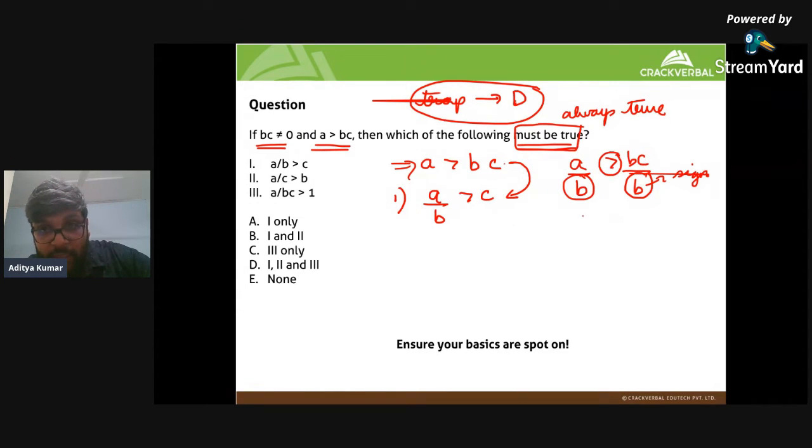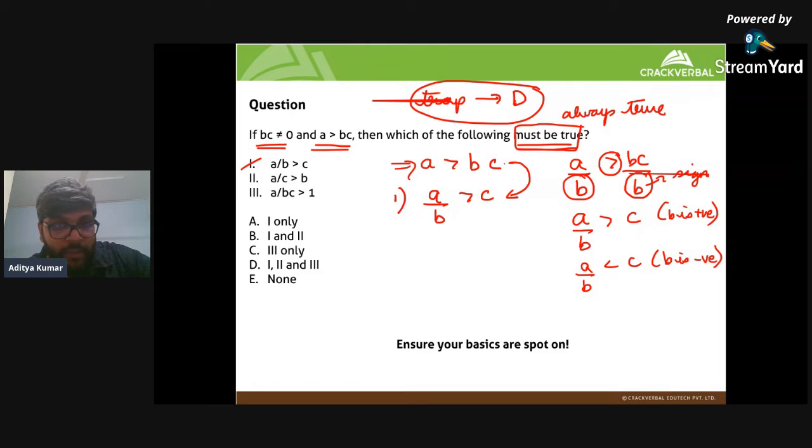So here, I can have A by B to be greater than C if B is positive, or I can have A by B to be less than C if B is negative. Because if I'm dividing both sides by B and I don't know the sign for B, if I know that B is positive, I'll keep the inequality sign the same. But if I know B is negative, I'm going to flip the inequality sign. So the first statement is not going to be true always. And the same pattern goes for the second.